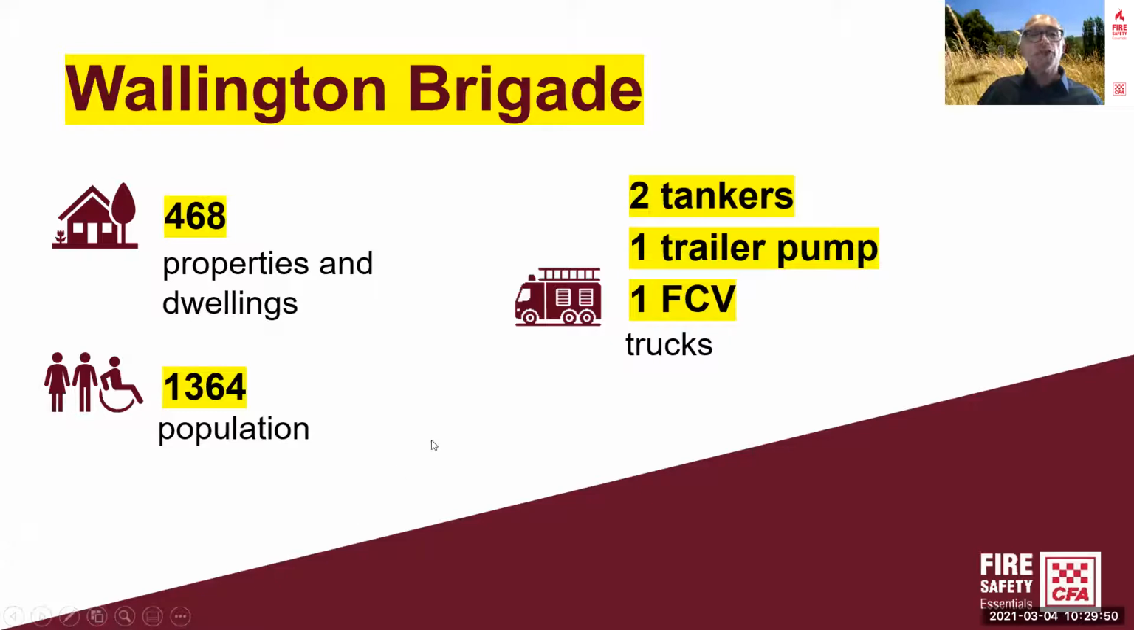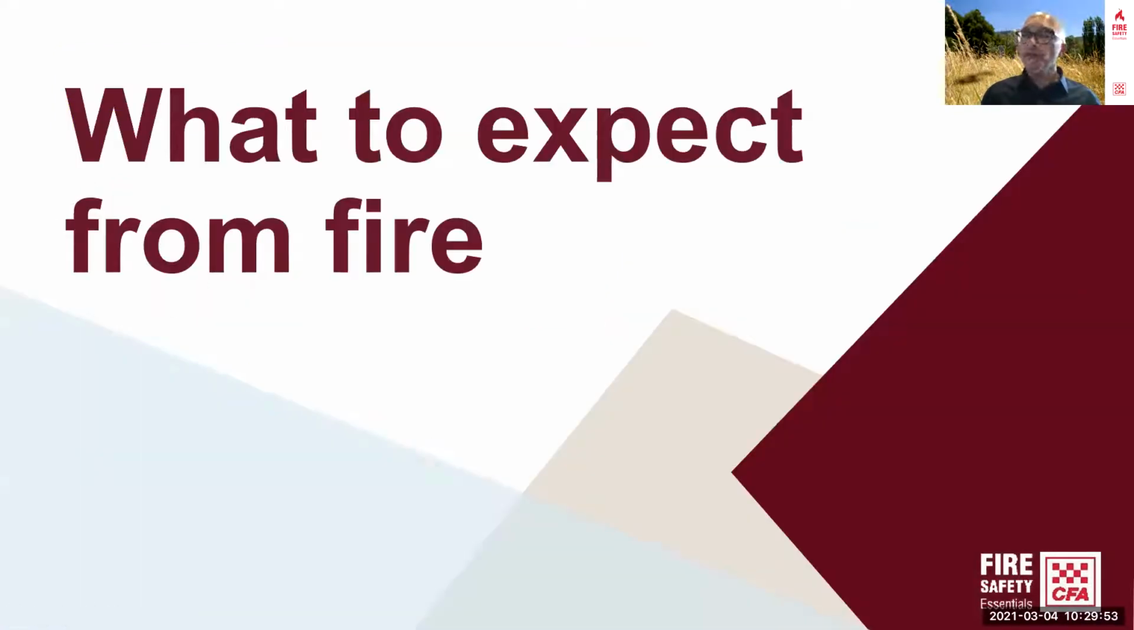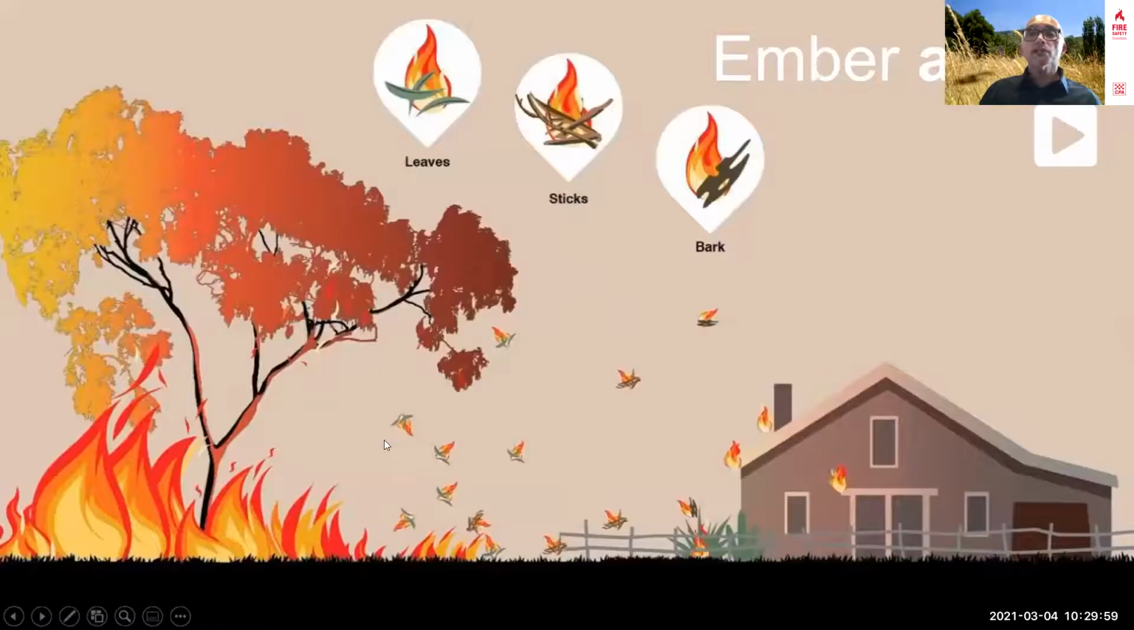What I'm going to do now is move on to the next slide, which is all about what to expect from a fire. And when we talk about this, we're essentially talking about Ember Attack. Now, what I'm about to show you is a very dramatic animation of Ember Attack. It's very real, and we make no apologies for the dramatic nature of this presentation. It is designed to shock, but it's also designed to drive home that message that embers are dangerous, and embers are by far the biggest cause of property loss.